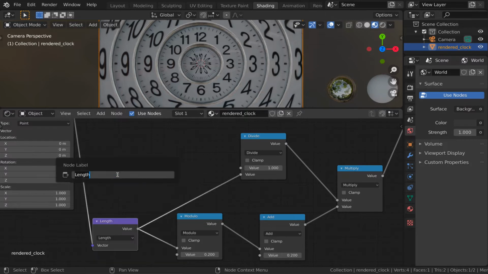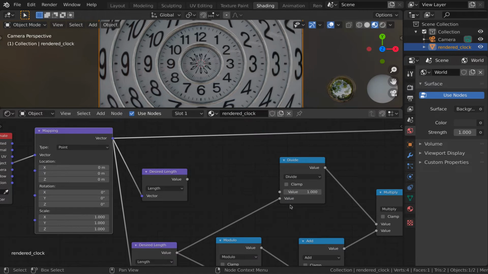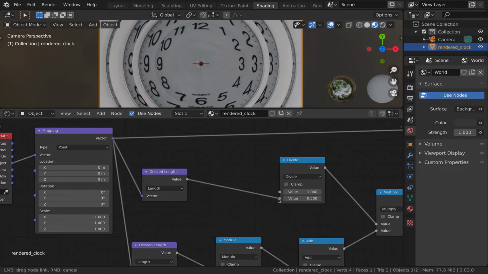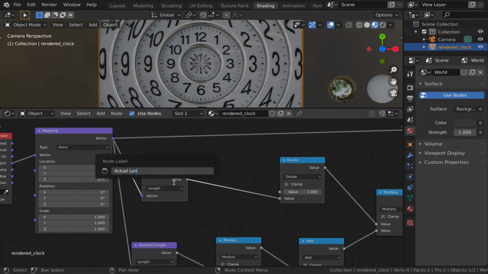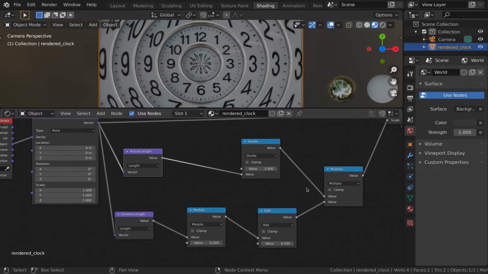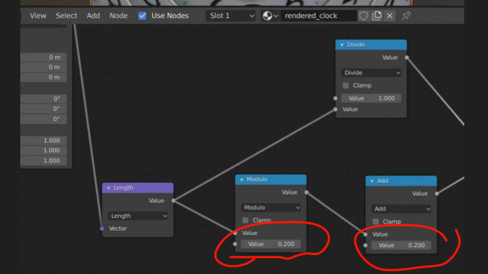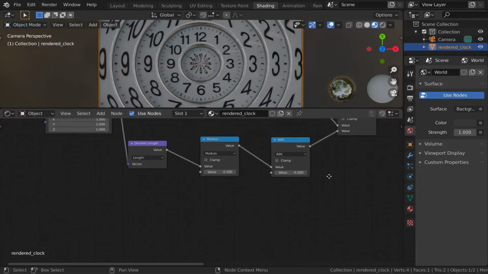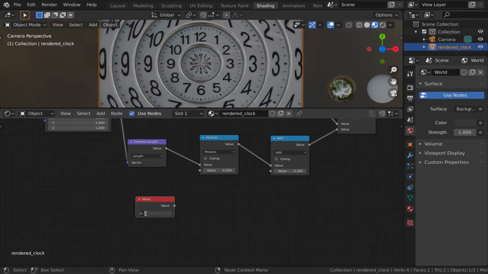Let's split that up into two length nodes, renaming one to be actual length and the other desired length. This is not necessary, but I like highlighting the distinction this way. There are two nodes here where we're using the value 0.2. They're not both 0.2 by coincidence. It's the same 0.2, the one number that dictates the size of the ring-shaped region in our clock image. Let's use a value node so that we have that number in just one place.